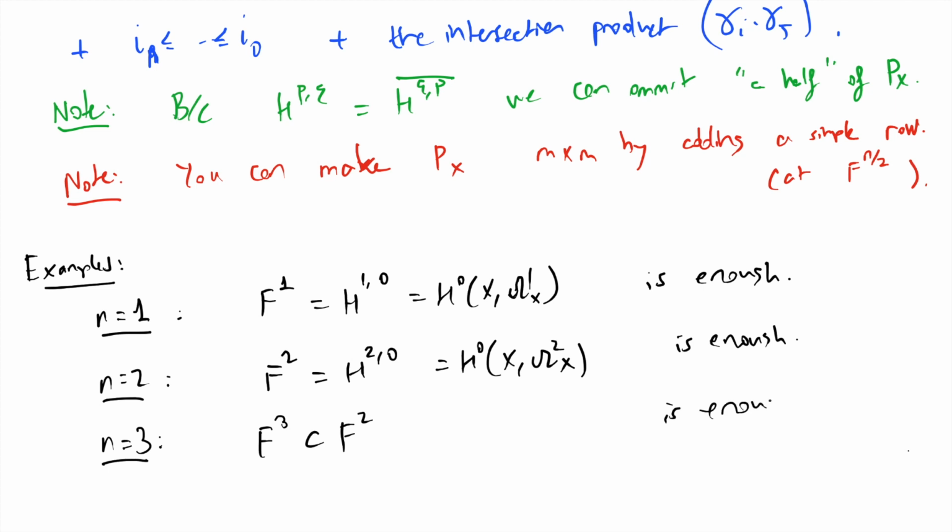This is enough. So here once again you use exactly half. You don't use f1 and you don't, well, use f0, that's everything. So you don't need to complete this half to a basis for the cohomology.